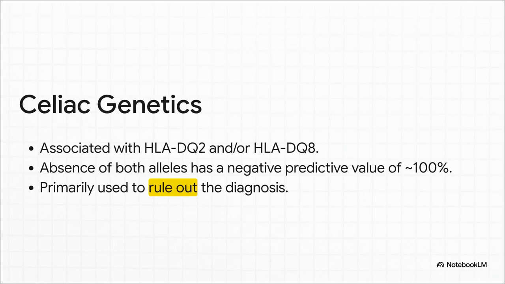So, where do genetics fit into all this? This can be a point of confusion for a lot of people. We don't use HLA typing to diagnose celiac disease, mainly because tons of perfectly healthy people carry these genes.